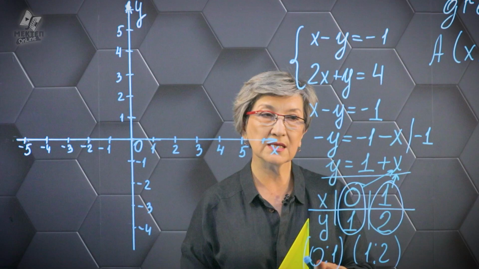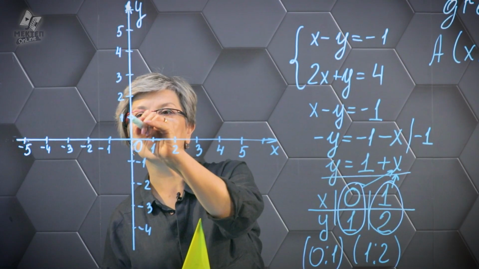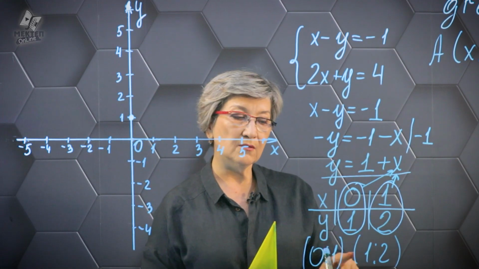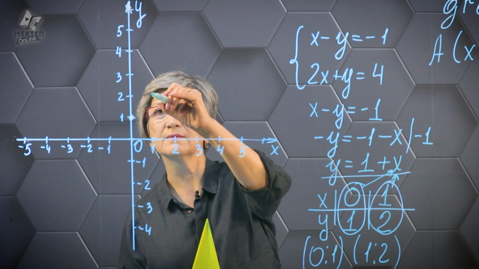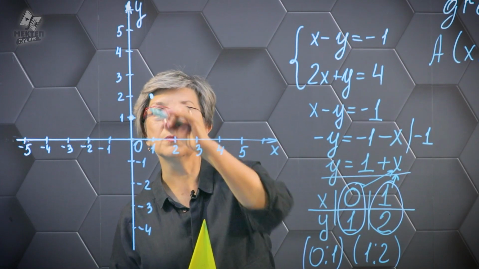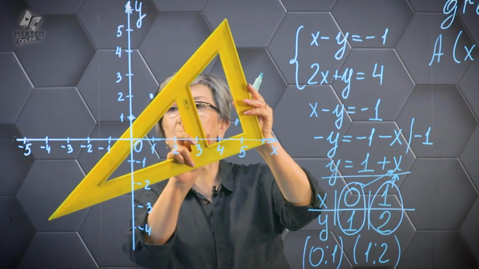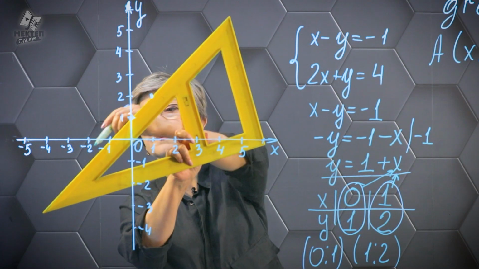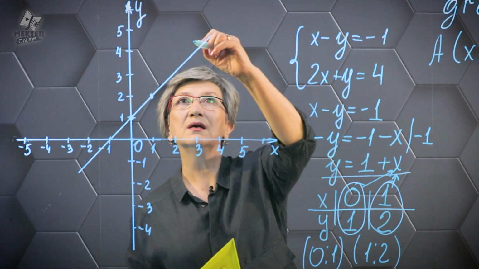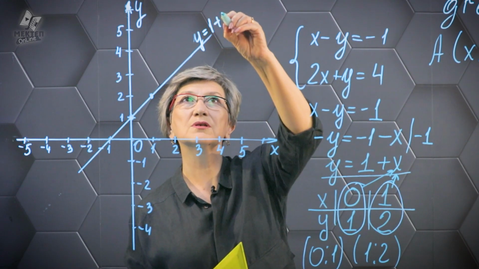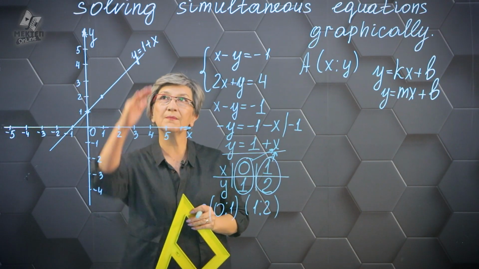The coordinates of the first point are 0, 1. Here it is, this point with coordinates 0, 1. The coordinates of the second point are 1, 2. This is the point, and I have 2 points. I will connect these 2 points with a line, joining these 2 points together. Thus, I will have the graph of the function y is equal to 1 plus x. And any point that lies on this line will be a solution to our equation.